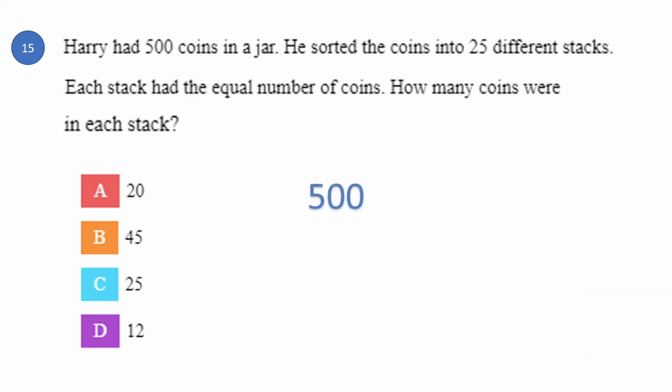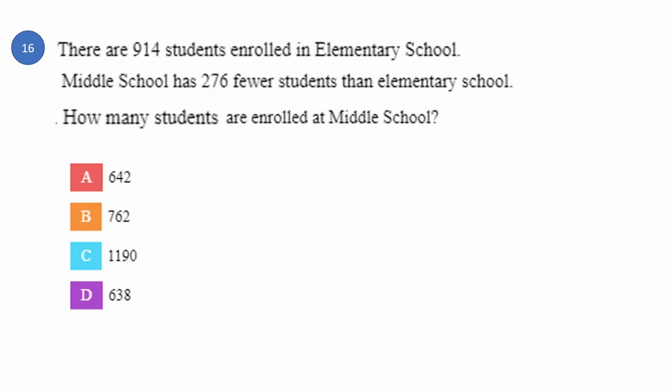Well, all we need to do is that 500 coins need to be stacked in 25 different stacks and each are equally stacked. That means we need to divide 500 by 25 and this answer is 20 because 25 times 2 is 50 and then an additional 0. Hence it makes it 20. So your answer is option A.